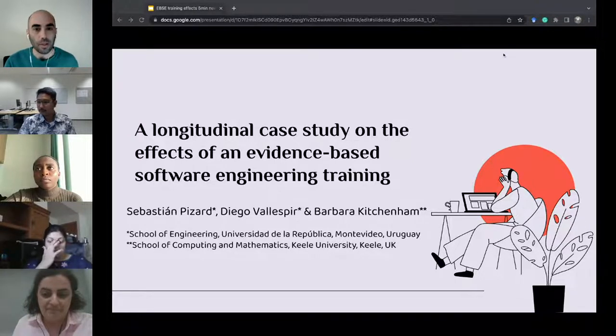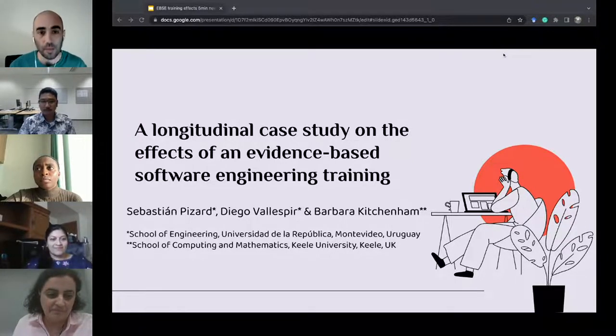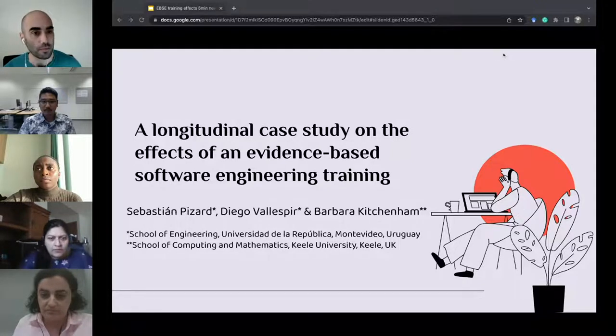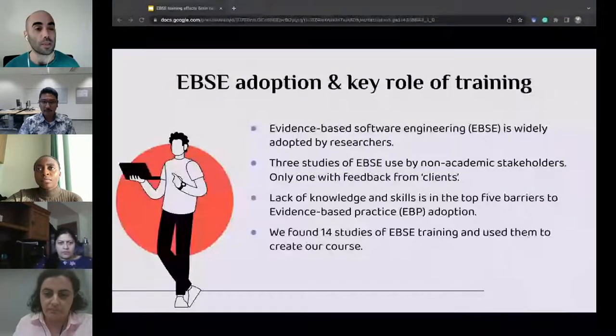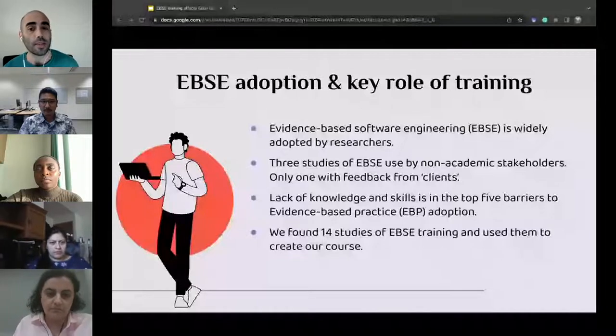Well, thank you for the introduction. Evidence-based software engineering is used by most researchers. For example, it's very common that PhD students begin their research with a secondary study. However, we only know three studies that report secondary studies in non-academic settings.